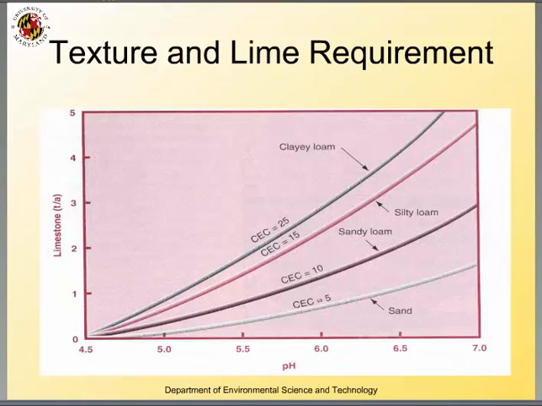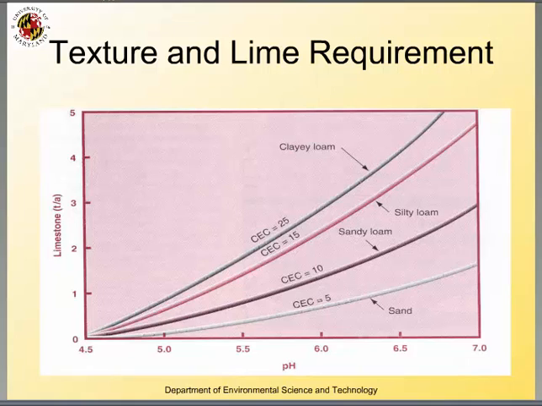For any specific pH, how much lime you're going to need is going to depend upon your reserve acidity, and that's going to be reflected also in your soil textural class, where a clay loam soil is going to have more reserve acidity than a sandy loam and more than a sand.